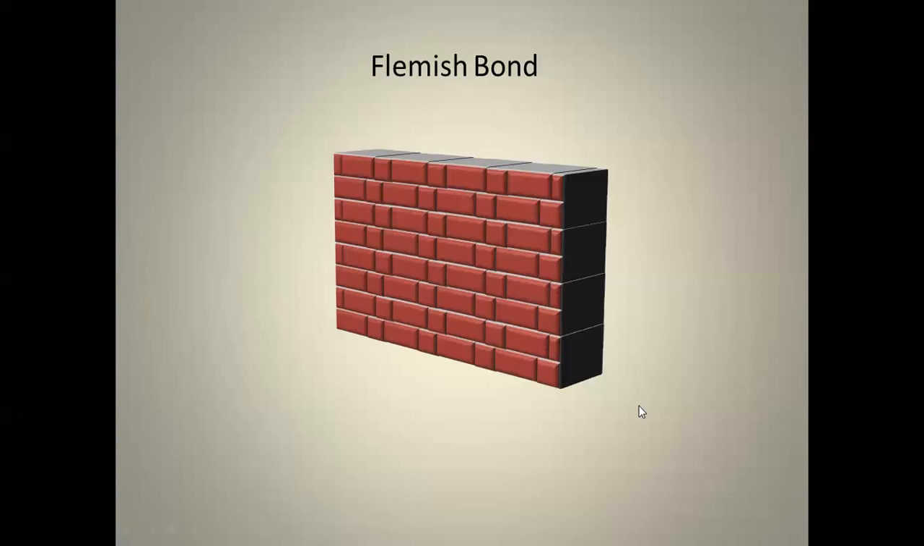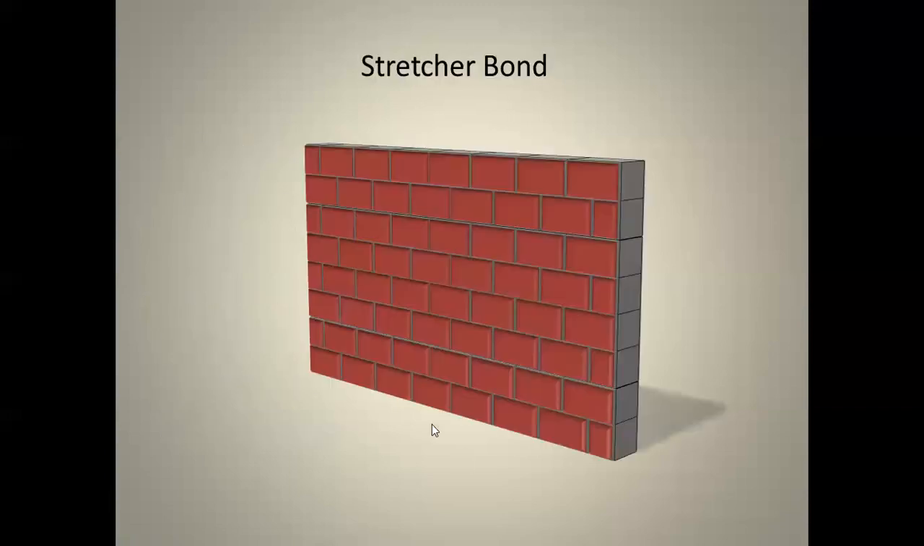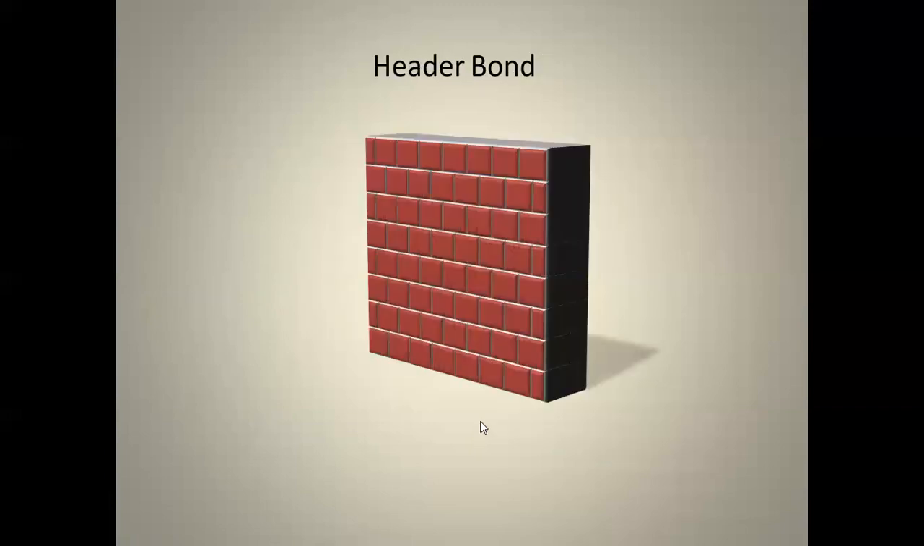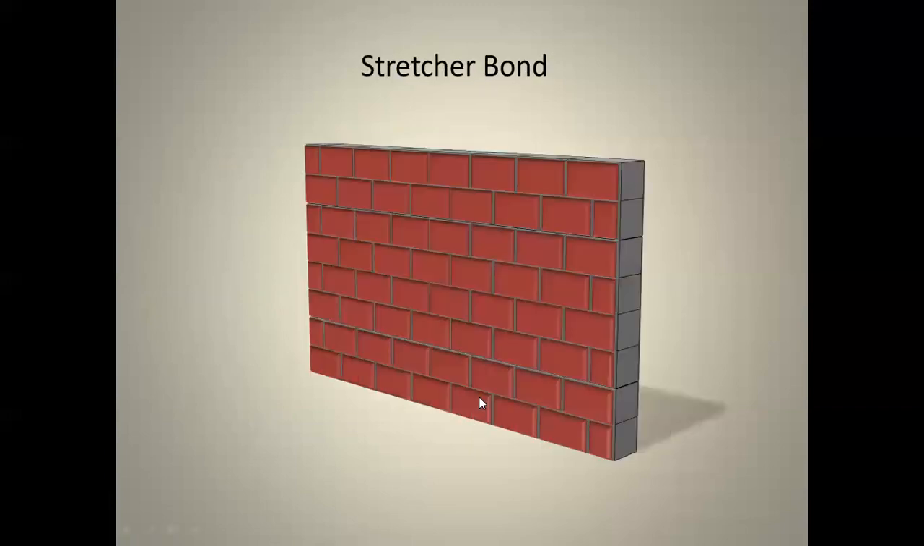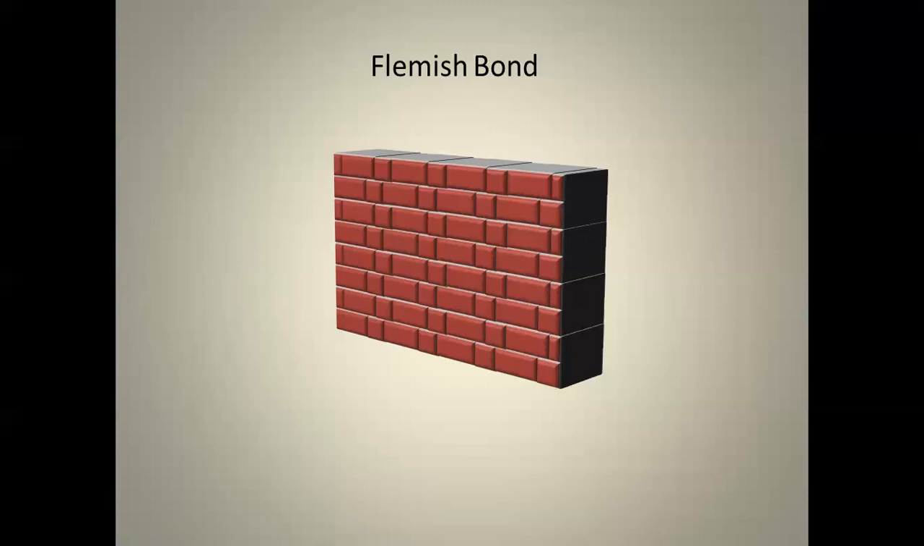So these are the four important bonds. The first one is stretcher and the next one is header. For the stretcher bond, alternate rows will start with a half bat, and for the remaining header, English and Flemish bonds, alternate rows should start with a queen closure.